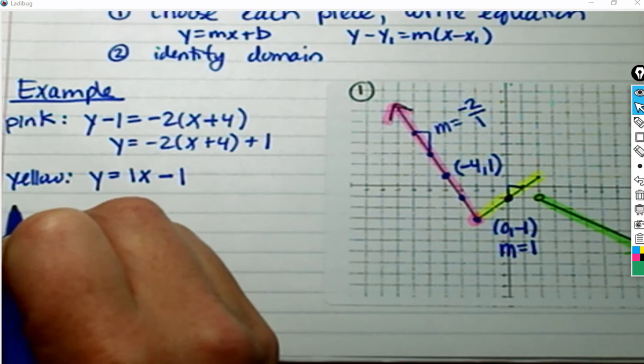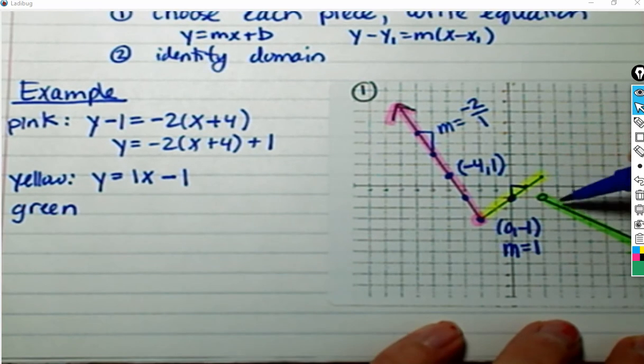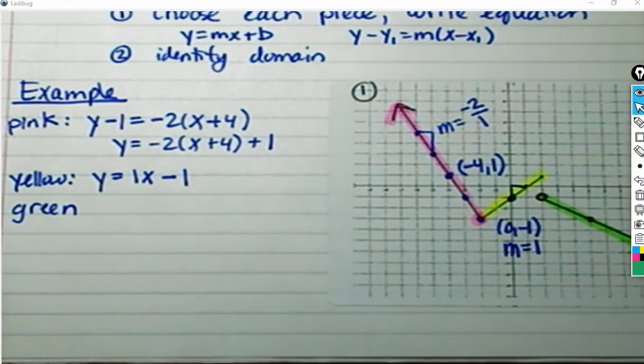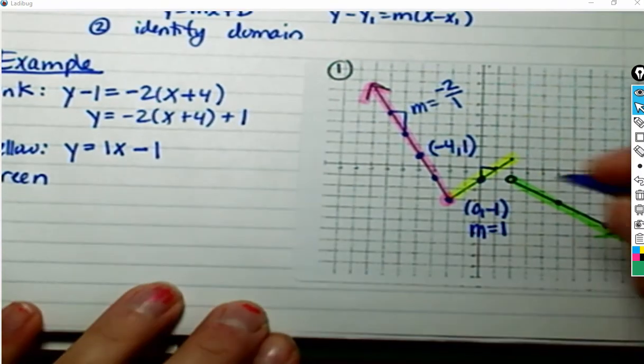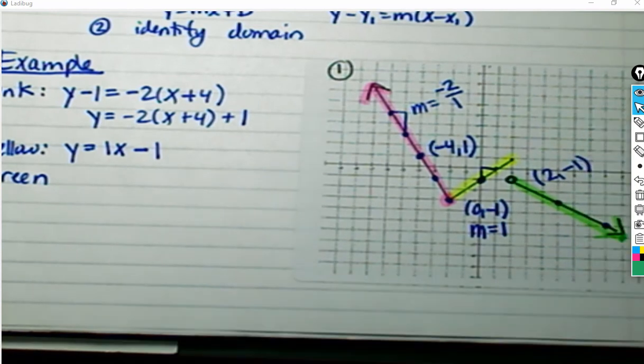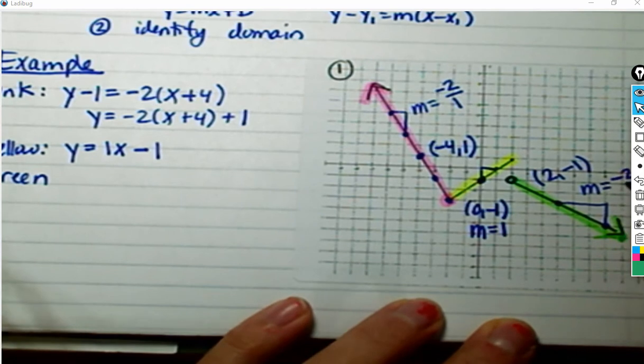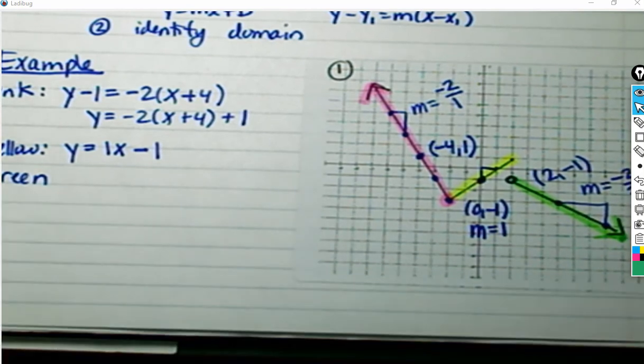Okay, green. Scan the line for any integer coordinates you can see. And just to make a point, I'm going to choose the endpoint, even though it's open. You can choose an open point on the line. It's still on the line, it's just not included. And then my slope, rise over run.